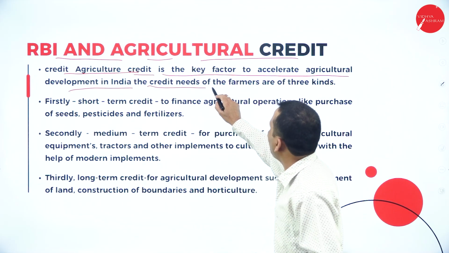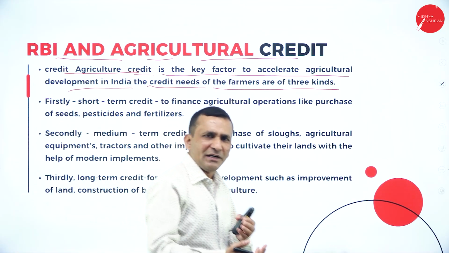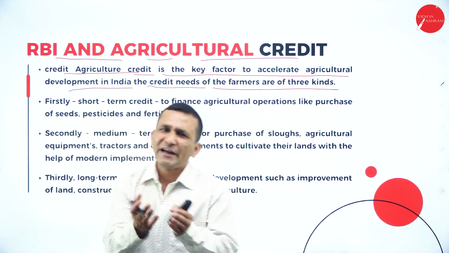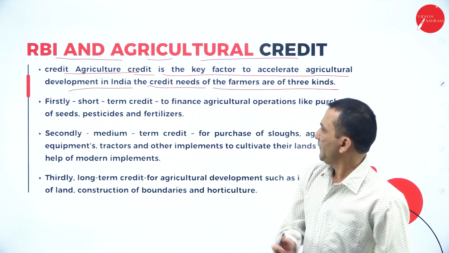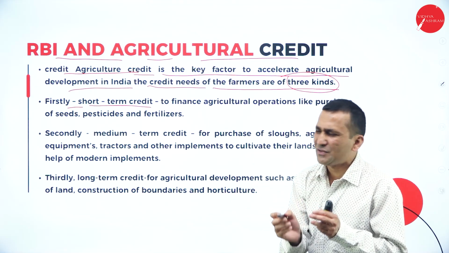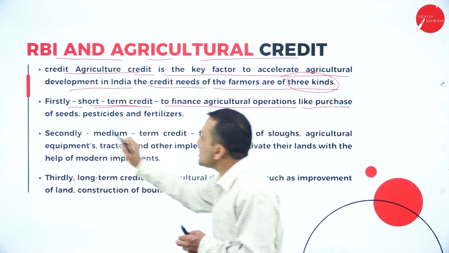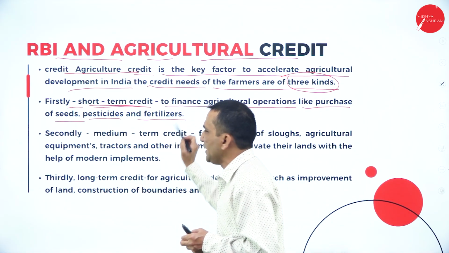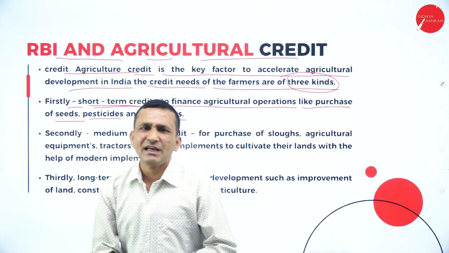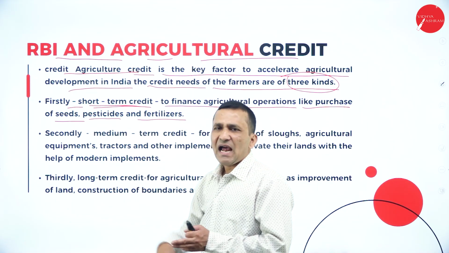Here the credit needed by farmers falls into three kinds. Farmers depend on many agricultural inputs such as fertilizer, seeds and machinery, so they take financial support. We classify it into three kinds of terms. First, short-term credit, to finance agricultural operations like the purchase of seeds, pesticides and fertilizer. Whenever farmers concentrate on agriculture, they depend on short-period credit support for the basic requirements of seeds, pesticides and fertilizer.